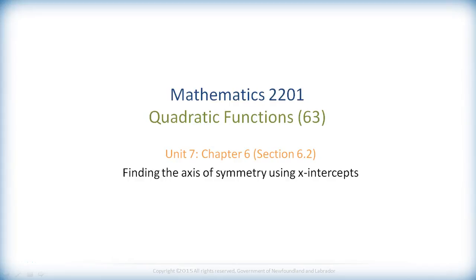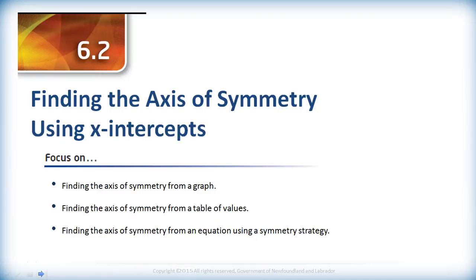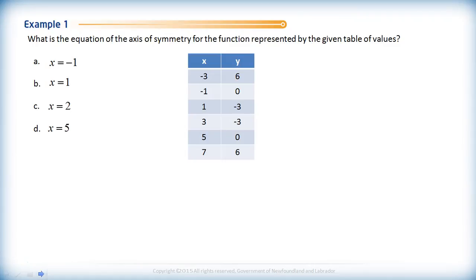Alrighty, folks, we're going to look at some sample questions that you might have to do about axis of symmetry and x-intercepts, although we're going to show you a way around one a little bit, okay? So, finding axis of symmetry from a graph, from a table of values, and from an equation using a symmetry strategy. So here's our first question, multiple choice.